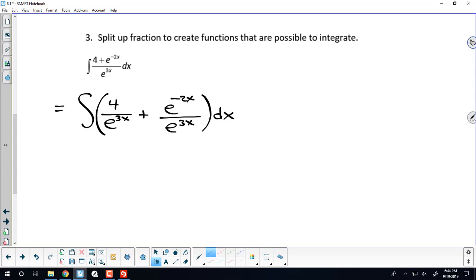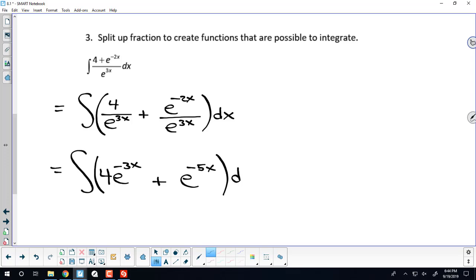So splitting that up then allows us to look at it as 4 times e to the negative 3x plus e to the negative 5x. So just a small algebraic simplification gives us something that we can integrate here. Maybe a u substitution, but again, hopefully you don't need that.